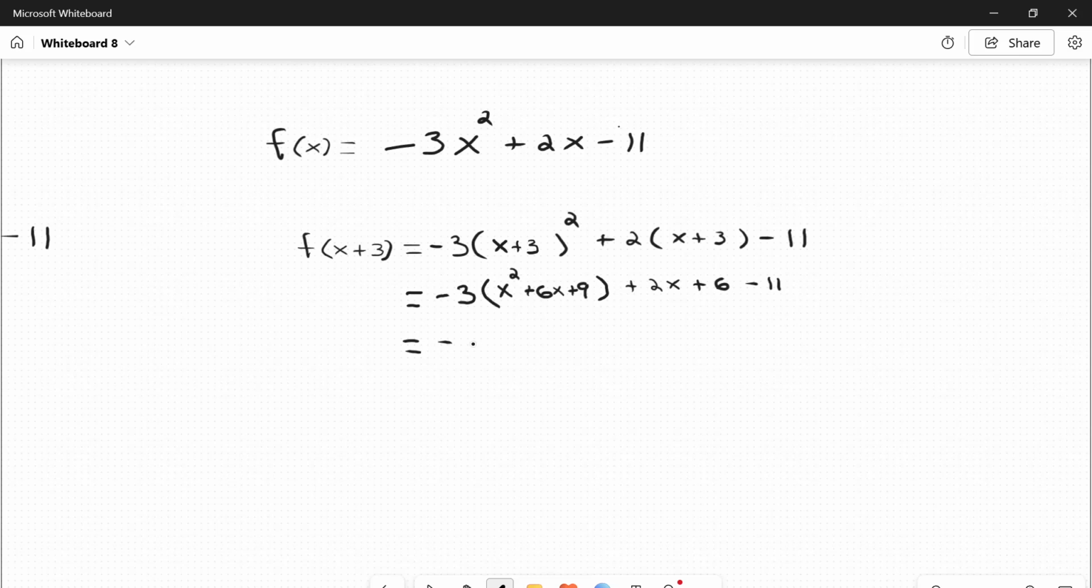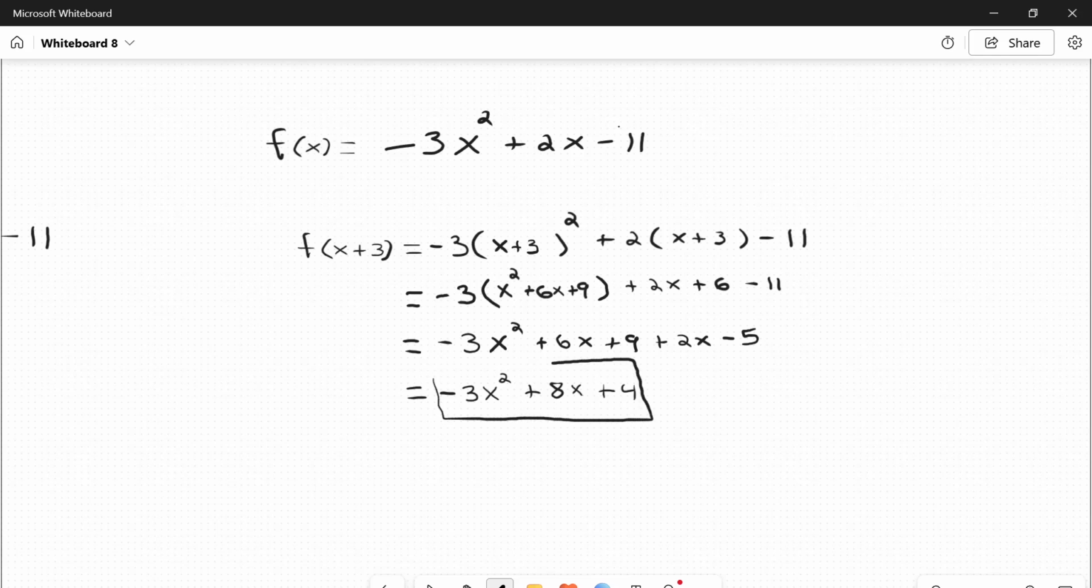Now we'll distribute the negative 3, so we've got negative 3x squared plus 6x plus 9, plus 2x. I'll go ahead and combine the plus 6 and the minus 11 and make that a minus 5. And then negative 3x squared, there's nothing I can combine that with. We've got a 6x and a 2x, that's going to make 8x. And then we have 9 minus 5, which makes a positive 4. And we have done it.